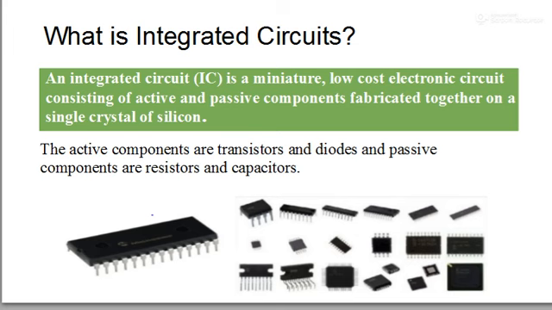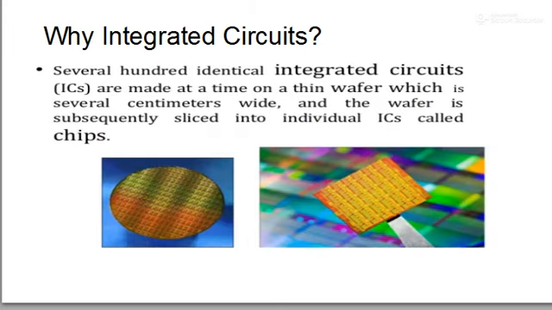Why are integrated circuits preferred? Here 100 identical integrated circuits are made at a time on a thin wafer, which is several centimeters wide, and the wafer is subsequently sliced into individual ICs called chips.